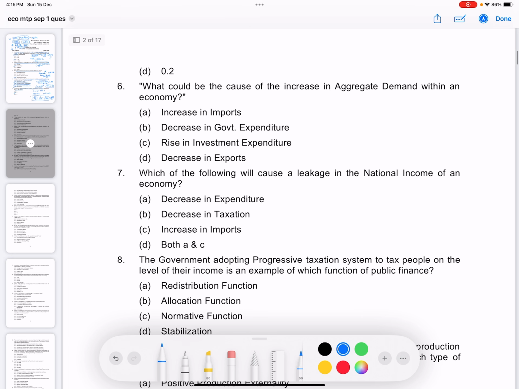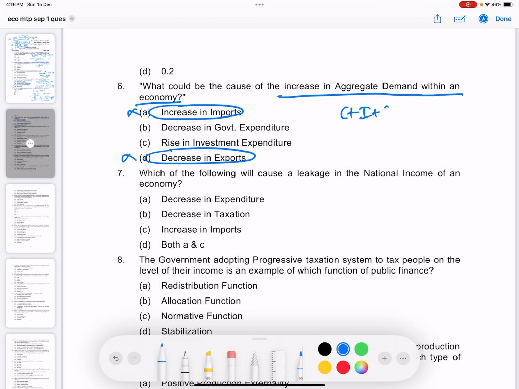Now looking at the 6th question: what could be the cause of an increase in aggregate demand within an economy? If they are writing within an economy, exports and imports are already cancelled out because they come from outside the economy. So aggregate demand is C plus I plus G plus NX. NX is already removed. This is 0. So we are talking about an increase in aggregate demand. Rise in investment expenditure, okay. Decrease in government expenditure would reduce the aggregate demand, so this cannot be right. So the answer is C.